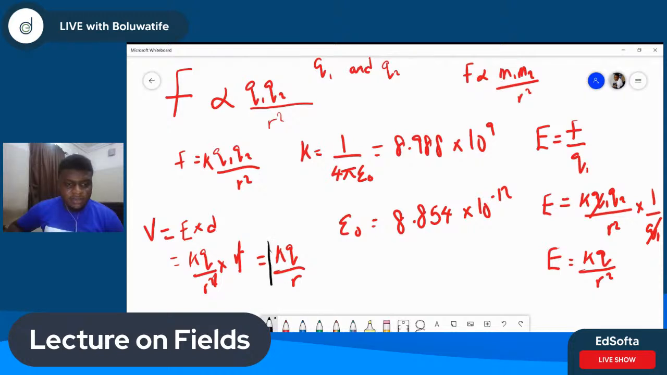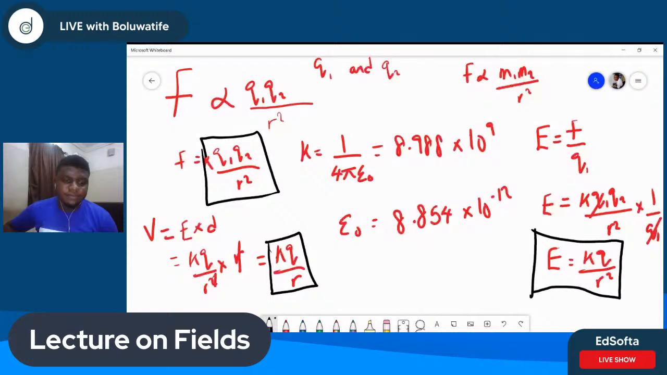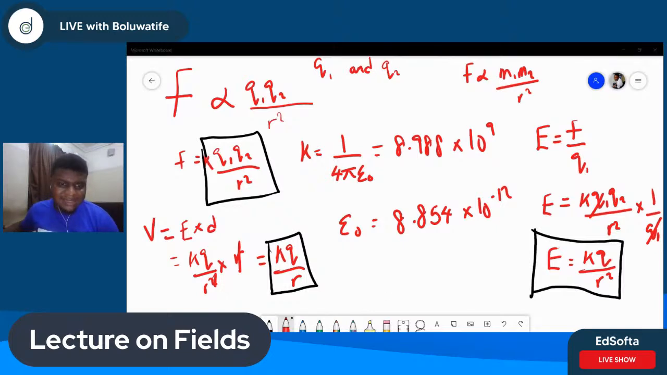This is a formula that you should always remember. Another thing you should always remember. And this also is another thing you should always remember. Okay, so that is that for field.